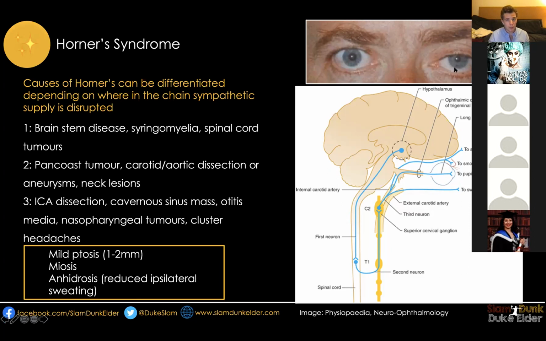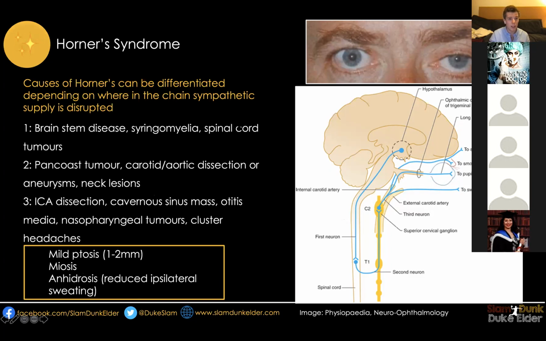So know your signs for Horner syndrome and appreciate how it's different to a cranial nerve 3 palsy. Partial ptosis and miosis are the two differentiating signs from a cranial nerve 3 palsy. And appreciate that Horner syndrome can have a lesion anywhere along the primary, secondary, or tertiary neuron, okay? Primary usually is CNS disease.